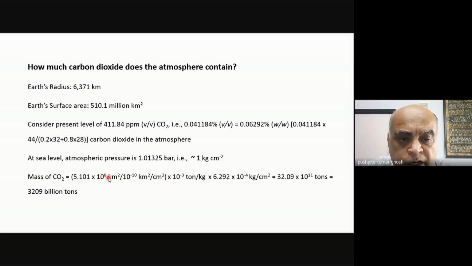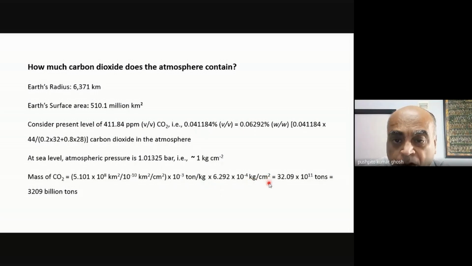So kilometer and kilometer will cancel out, and this 10 to the power minus 10, when it goes up, will become 5.101 into 10 to the power 18 centimeter squared. That's the surface of the Earth expressed in centimeter squared. Multiplied by, if instead of kg I express it in tons, 10 to the power minus 3 ton per kg, multiplied by 0.06292%, which I can write as 6.292 into 10 to the power minus 4 kg per centimeter squared.